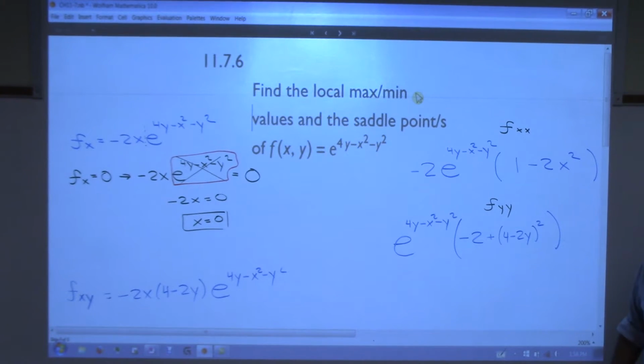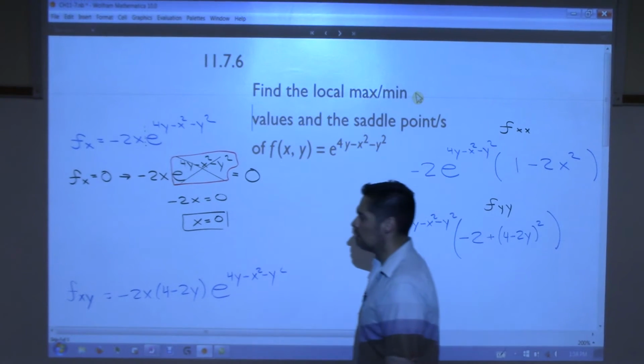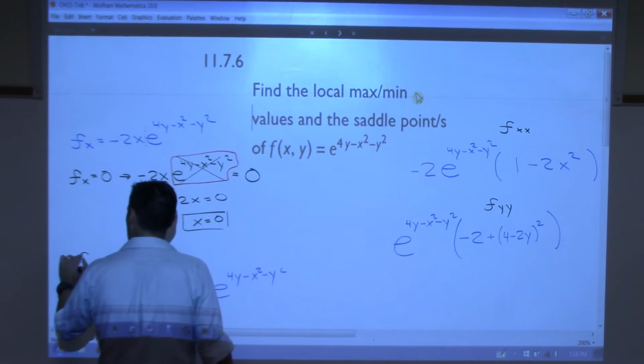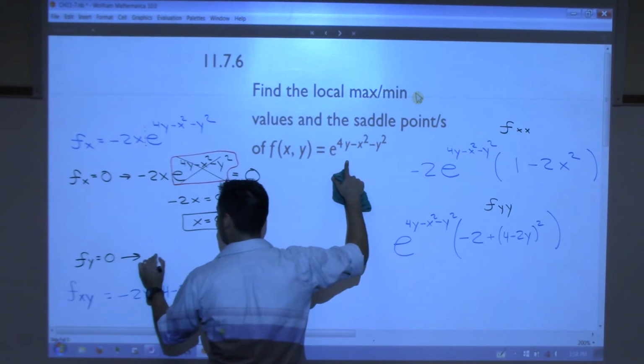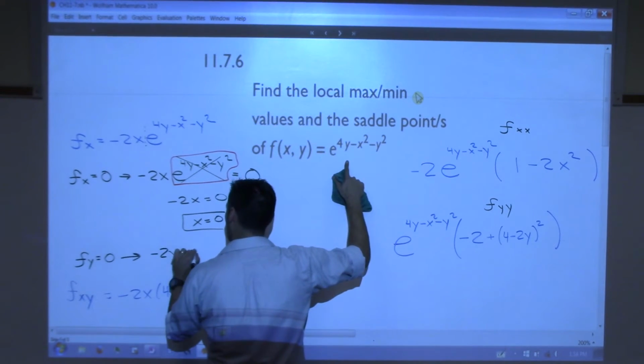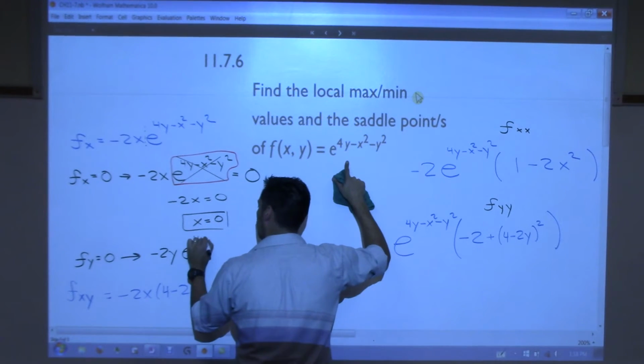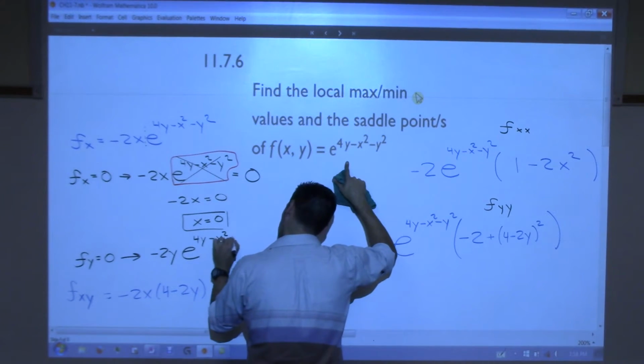And then the other partial with respect to y, I didn't write it, or I erased it, because I was thinking ahead, planning ahead as usual. Let me see. It was negative 2y e to the 4y minus x squared minus y squared. That was it, right?